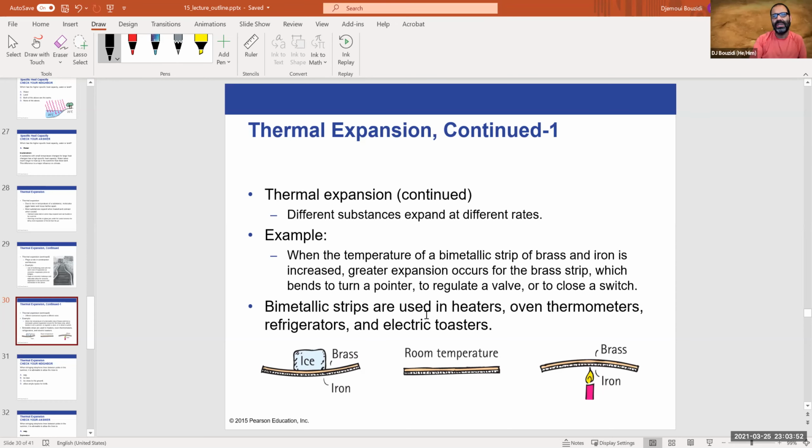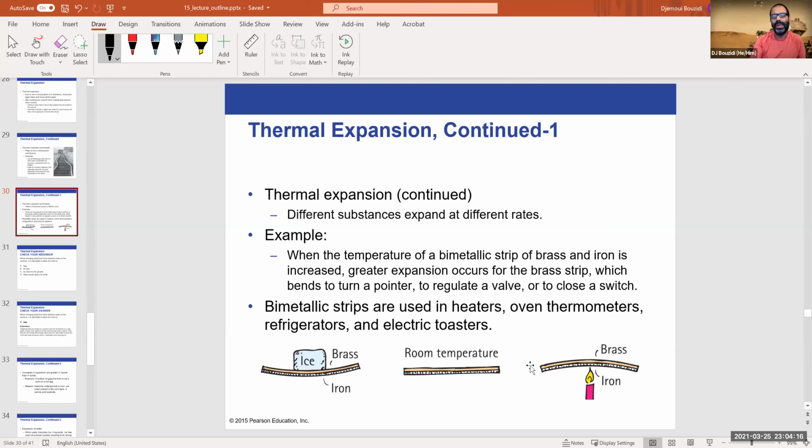So bimetallic strips are used in heaters to basically disconnect the circuit. So if the temperature becomes too high, you disconnect it. Or if you want it to connect to go back into the AC unit, you're going to have it bend in the opposite direction and so on. Oven thermometers are the same thing, as are refrigerators and electric toasters, in addition to the fact that they're used as gauges too, to measure the temperature. So in here, they use triggers, basically.